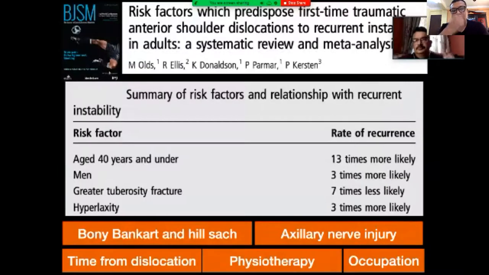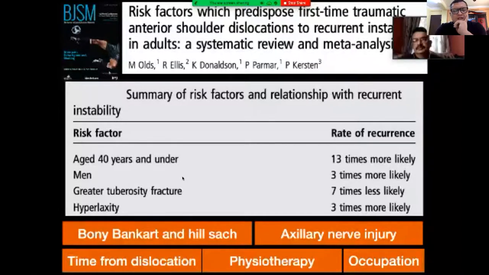Okay. So next thing is about the risk factor which predisposes this first time dislocator for repeated dislocation. So this is the literature which I have found. What is your comment about this, sir? Amit sir. So risk factors, male patient, less than 20 years, are the risk factors of recurrent dislocation of shoulder.